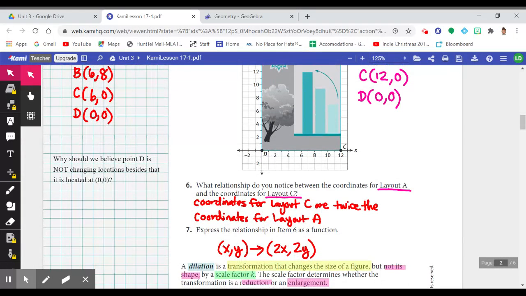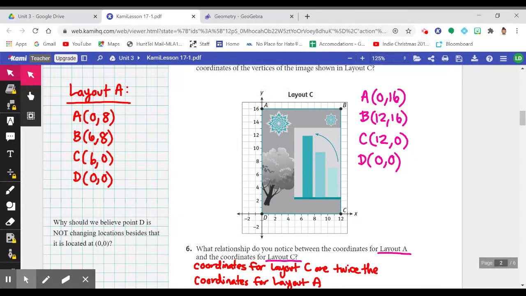And then it said, what relationship do you notice between the coordinates for layout A, which was our original pre-image, and the coordinates for layout C? So I went ahead and wrote the coordinates for layout A just so you can compare the two here. So A from layout A was at 0, 8. A at layout C is now located at 0, 16. So again, we don't see this obvious change with any coordinates that contain 0, but we see a change from 8 to 16. Now, again, you might be thinking, oh, well, we just add 8 to every number.